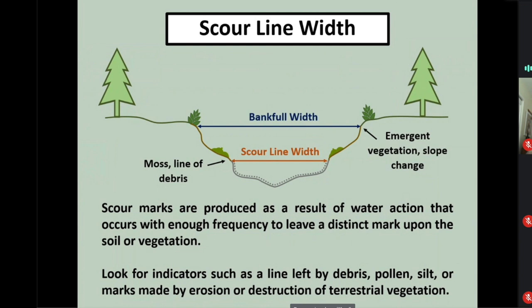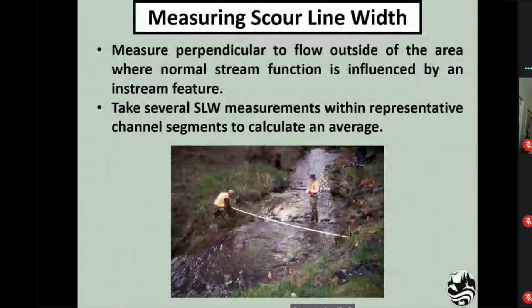Bank full and scour line width are not always easy to identify, especially bank full width. We'll talk a lot about that tomorrow again, but it's a really good idea when you're taking bank full width, to try to take several measurements outside of the influence of the culvert. Moving on here, measuring scour line width, you want to measure perpendicular to the flow, outside of the normal stream function that's influenced by the feature, again, the culvert.